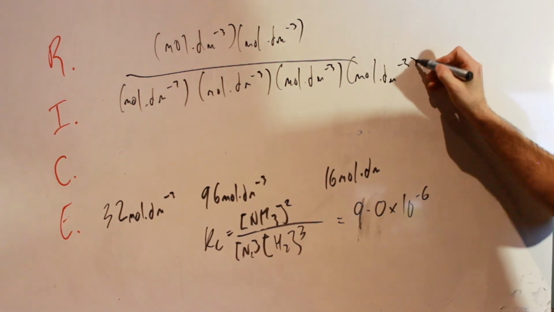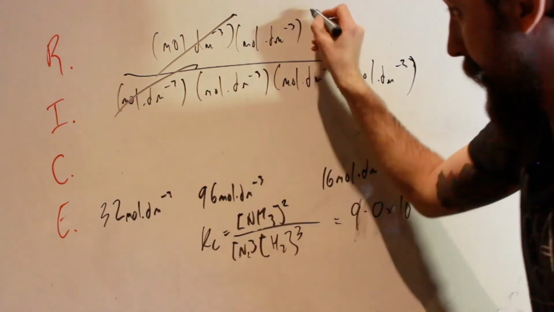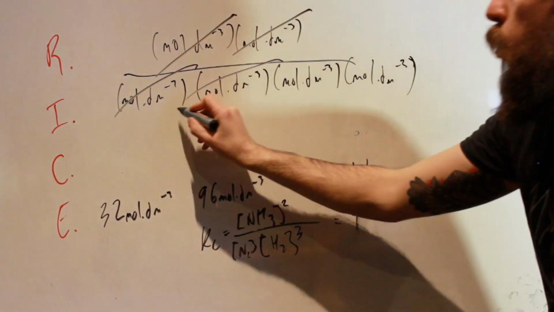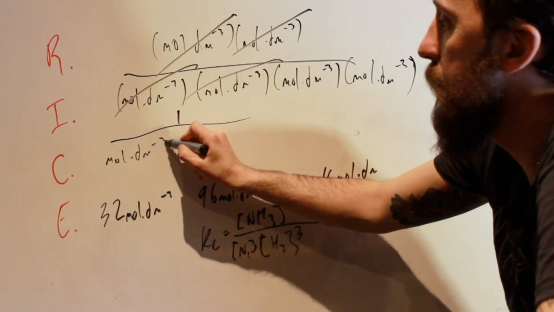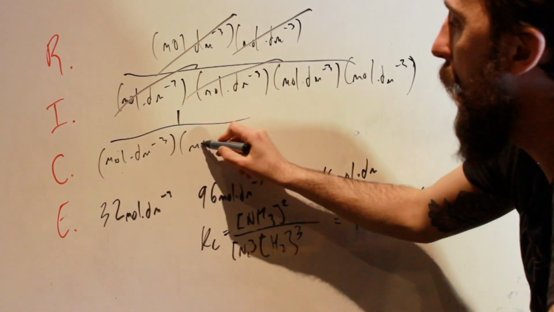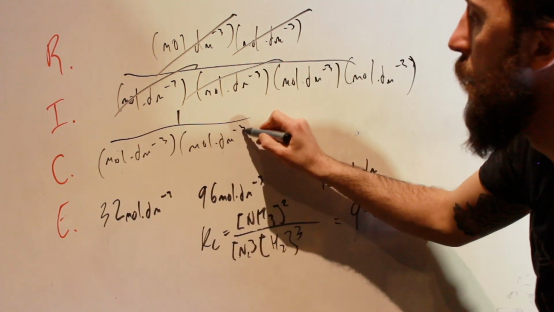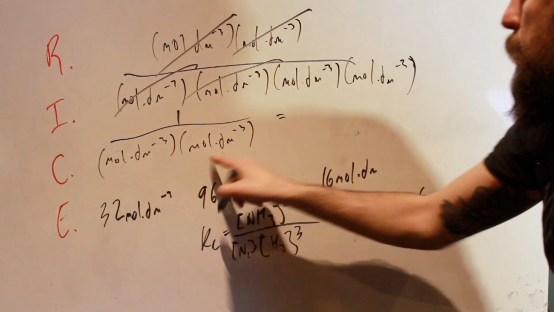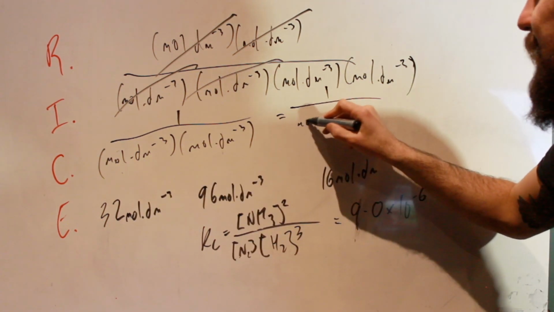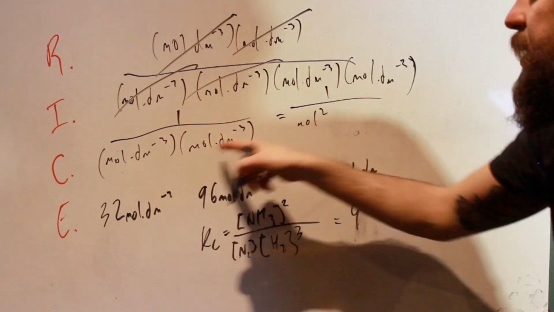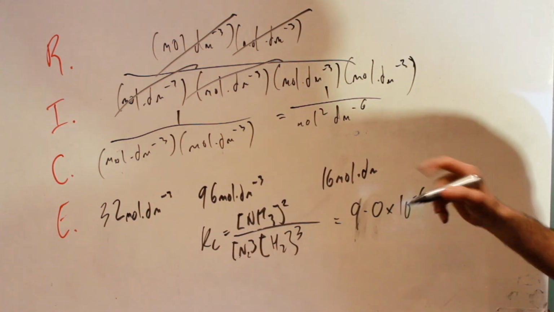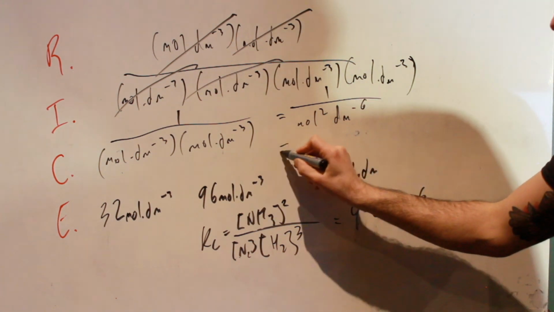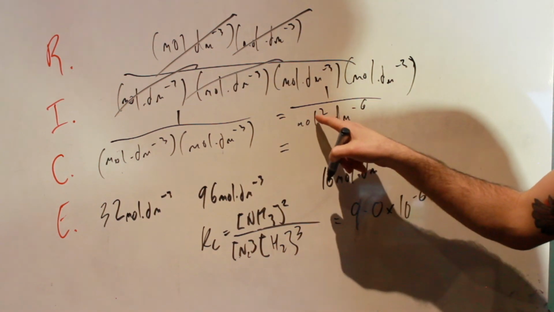All right, let's see what cancels out. That's going to cancel out with that. That's going to cancel out with that. We are left with 1 over 2 lots of moles per decimeter to the minus 3. But we can simplify that even further. Because if we got a mole times a mole, we're going to end up with mole squared. And then decimeter to the minus 3 times decimeter to the minus 3 is going to be decimeter to the minus 6. But then I want to get this without the fraction form, so I can use my power laws.